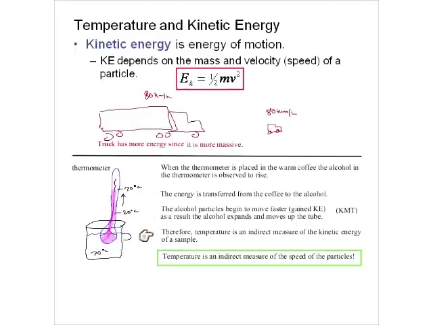So when we measure temperature, temperature is an indirect measure of the kinetic energy, or the motion, of the particles inside the thing that we're measuring. Temperature is an indirect measure of the speed of the molecules.